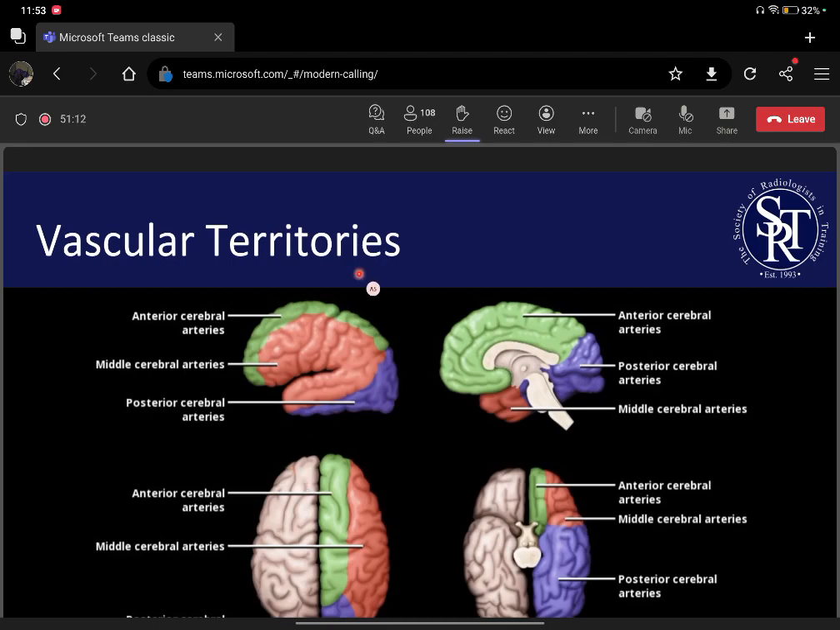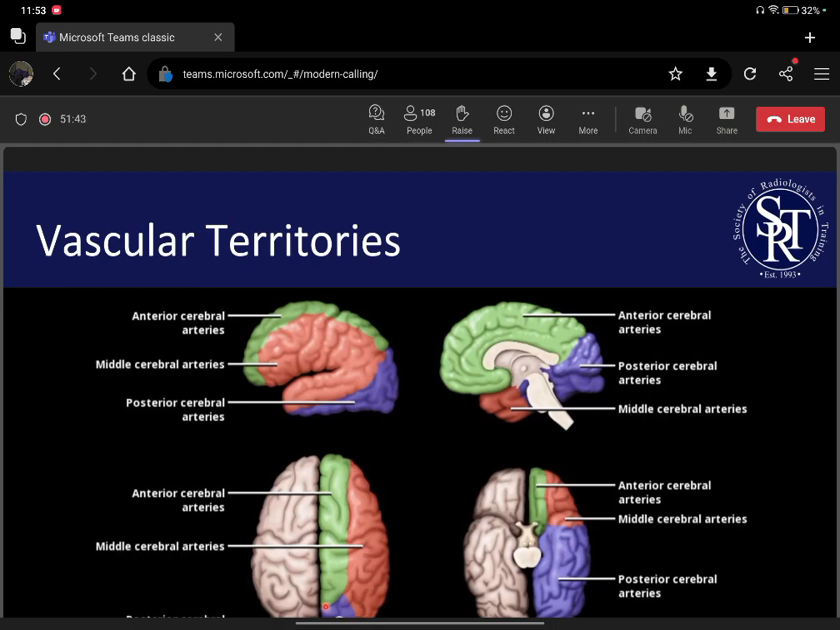So the vascular territories are quite important to know about as we report these images. So we'll go through them briefly. You can see the anterior cerebral artery, its territory is in green, and that supplies the medial part of the frontal and parietal lobe, the anterior part of the corpus callosum, and the basal ganglia and internal capsule. The middle cerebral artery territory is in red, and that supplies the lateral surface of the hemisphere.